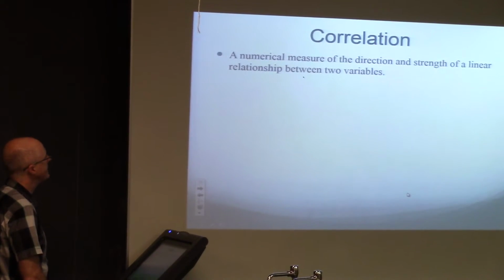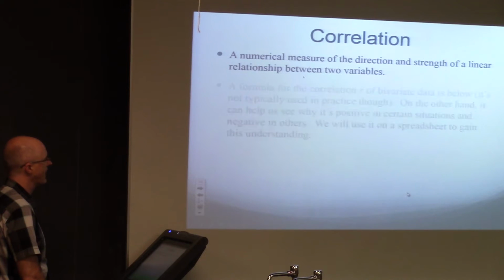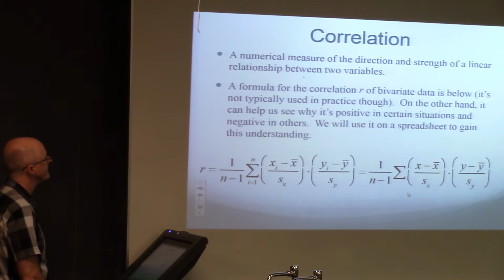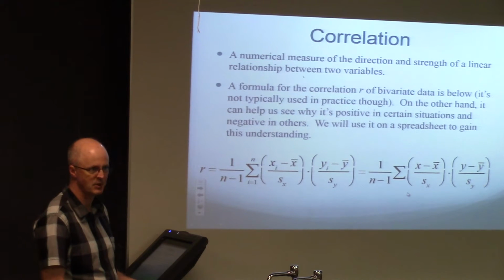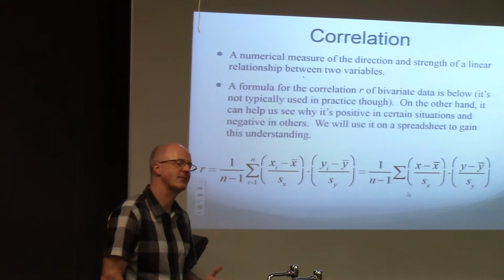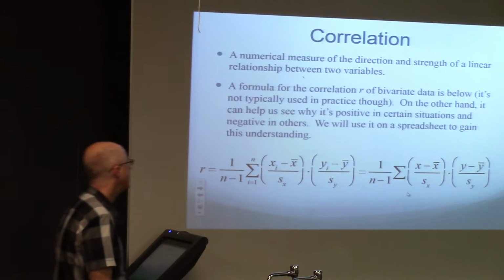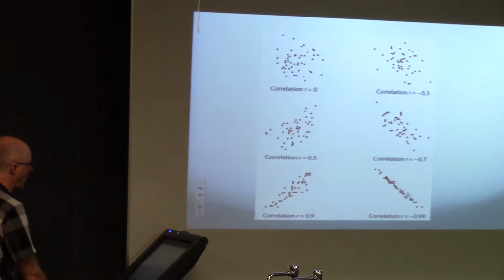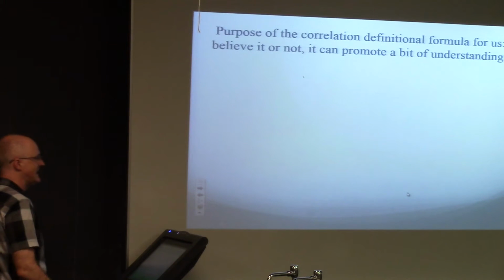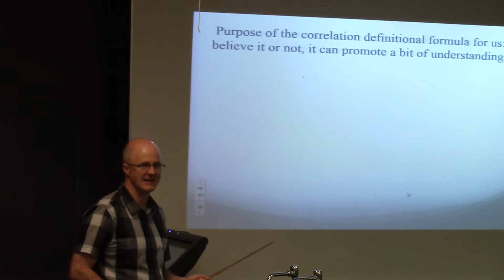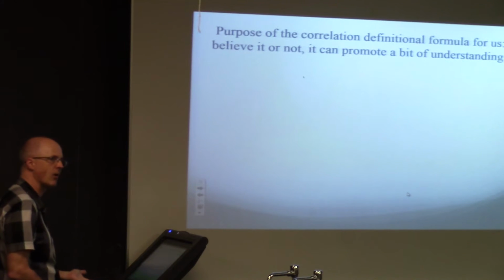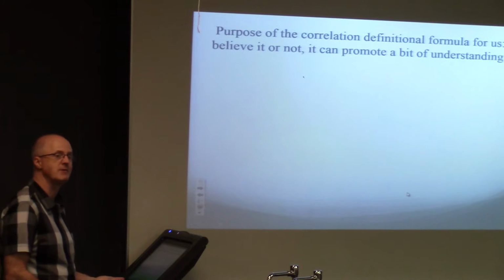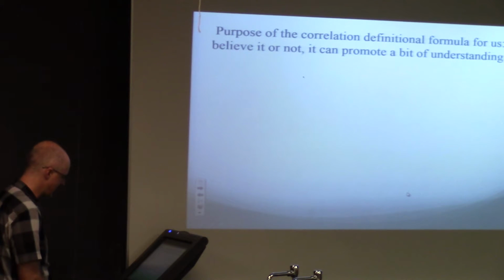Okay, so we've been talking about correlation and regression. Again, I focused on this formula so far because that's the formula in the book. It's not really a formula that many people use. Hardly anybody uses it, as far as I know. However, there is one benefit to it. It can promote a bit of understanding, and I've mentioned this already. It can help you see why the correlation is positive when you've got an upward trend and negative when you've got a downward linear trend.